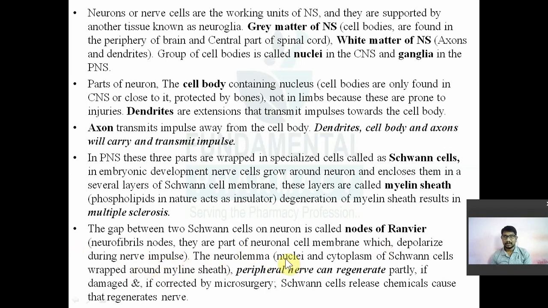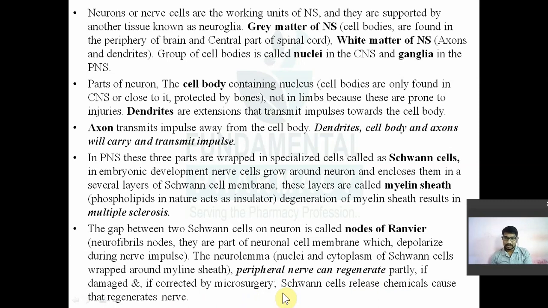So in between the layers of your myelin sheath, whatever gap is present is responsible for the generation and conduction of nerve impulse in a myelinated neuron. In a demyelinated neuron, there is no such gap because there is no myelin sheath. The neurolemma, that is the nuclei and cytoplasm of the Schwann cell, is wrapped around the myelin sheath.